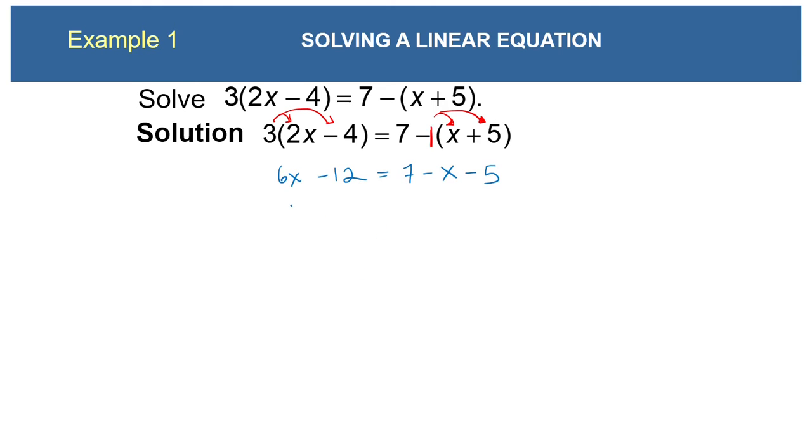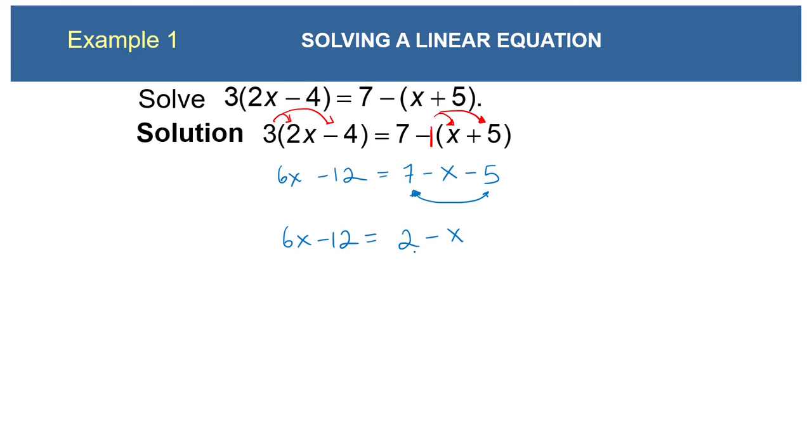Now the next step is to collect like terms. On the left side I can't add anything together, but on the right you notice there is a 7 and a 5. Let's add those two terms together. So we have 6x minus 12 equals 2 minus x. Now we simplify both sides.